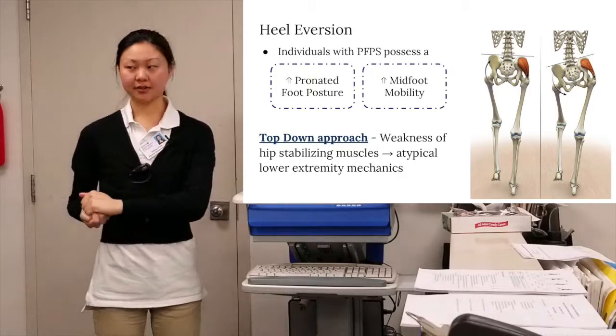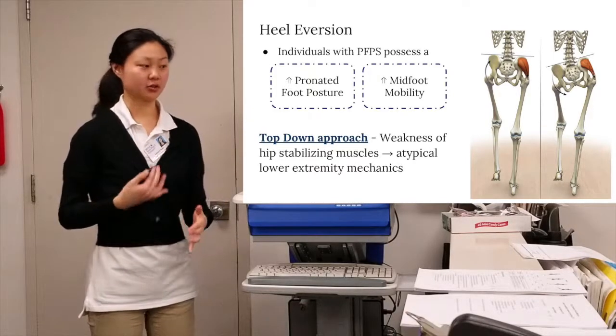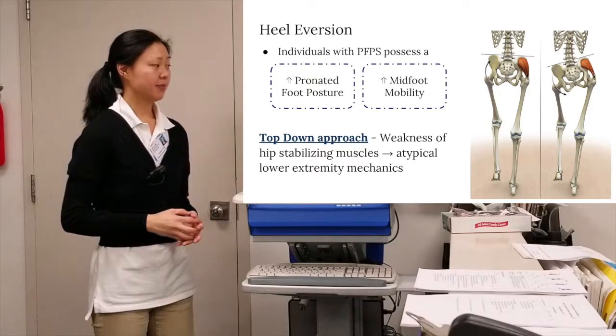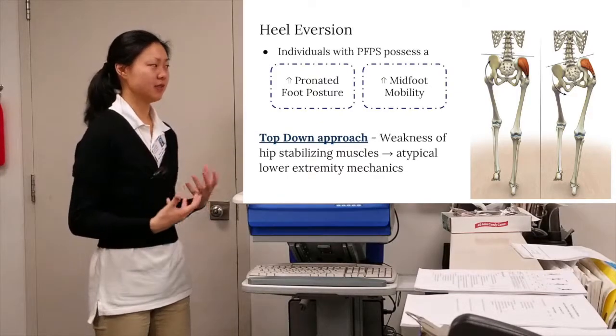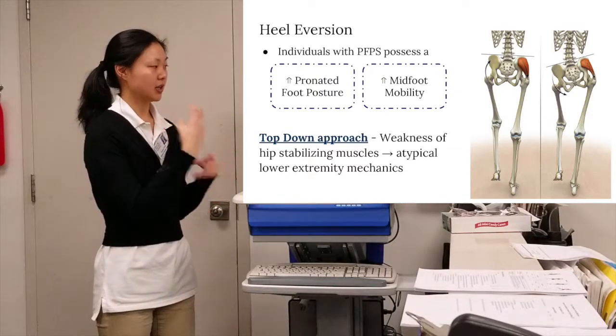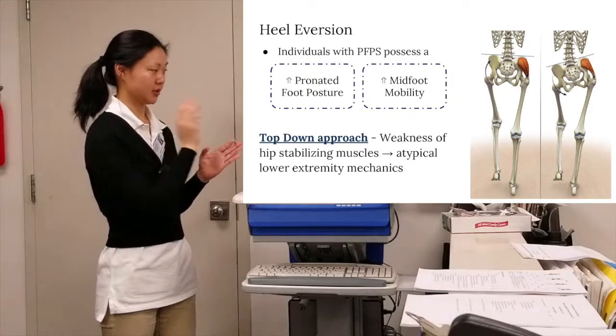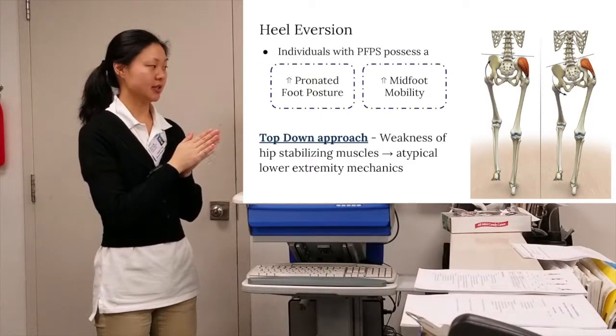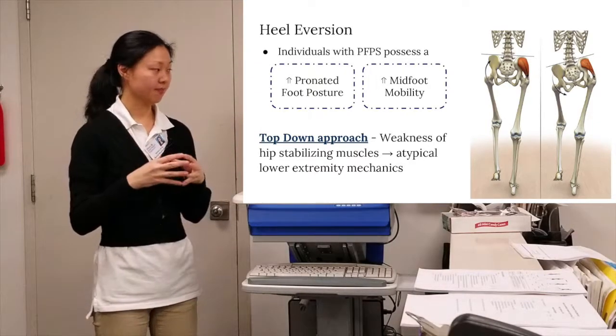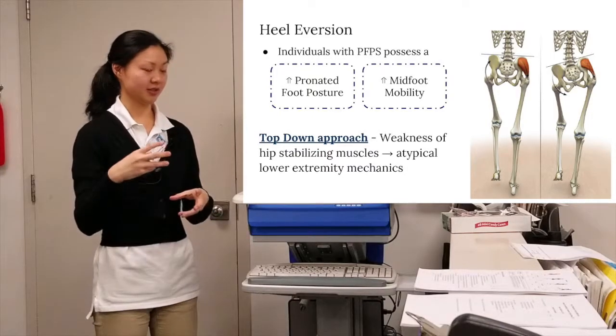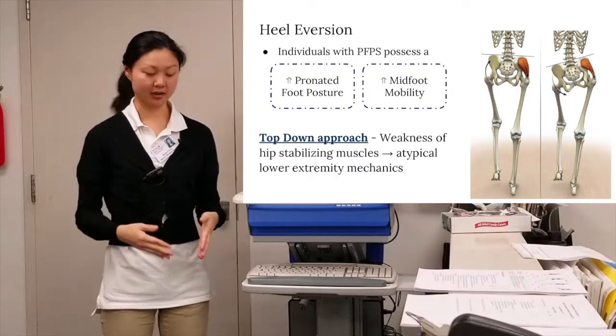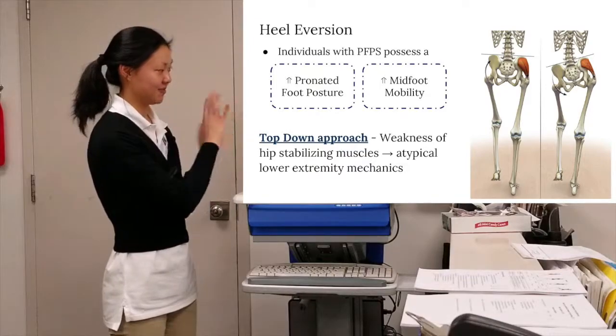A lot of studies out there are looking at giving these runners orthotics to address that, but again, that's not really fixing the problem. A lot of researchers are now moving towards the top-down approach, which is focusing on strengthening the hip, because again, your hip is going to determine your lower extremity mechanics. So they're all about the top-down approach.